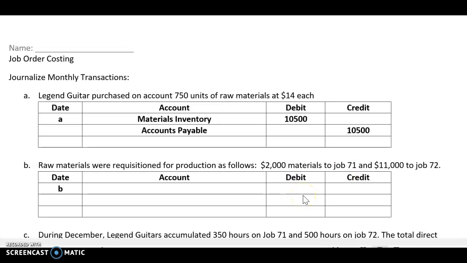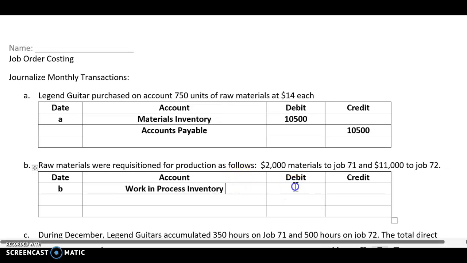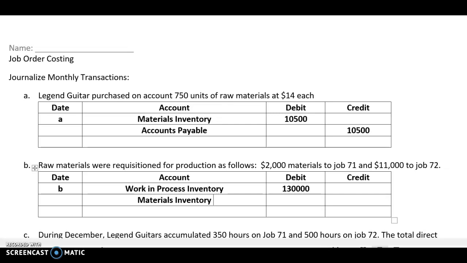So we'll just do a journal entry for work in process for the total 13,000. We can just do that as a total. We'll keep up with how much each individual job is on the job order, and we're taking it out of materials inventory and putting it into WIP.